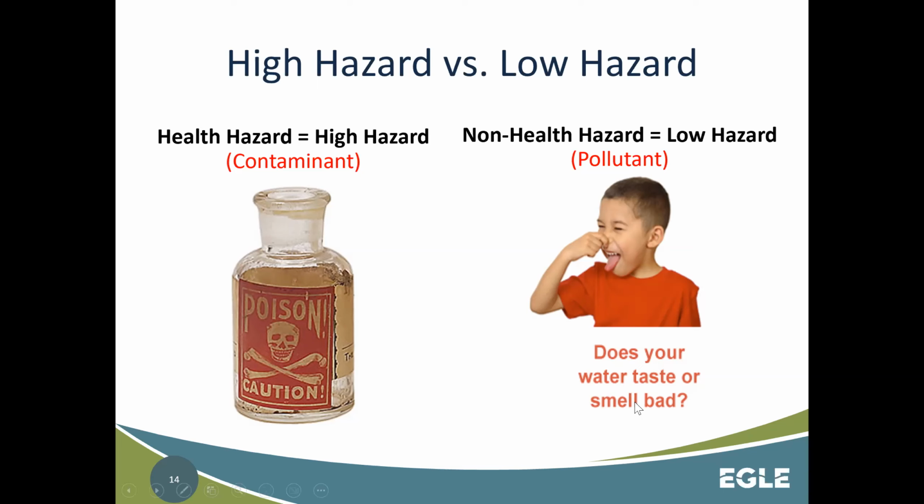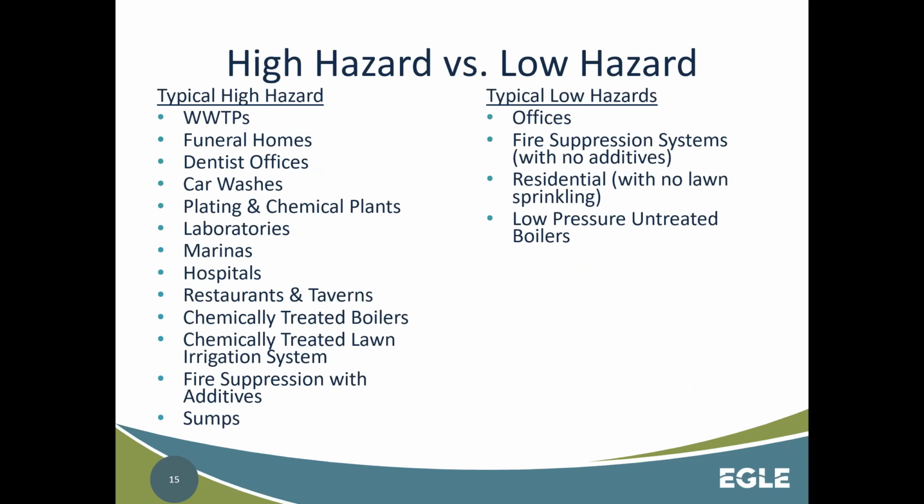I just want to give everyone an example of that because people often go, well, what's the difference? So here are some examples of this. And we did go ahead and update this because there was a lot of missing ones under high hazard. So your typical high hazards are wastewater treatment plants. That's kind of given, right?